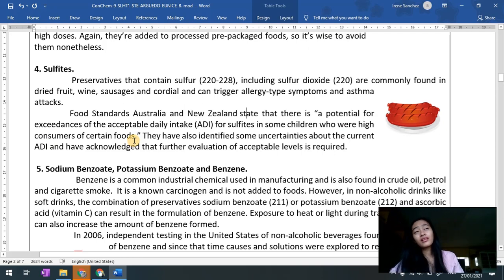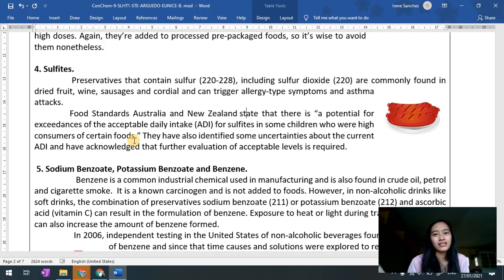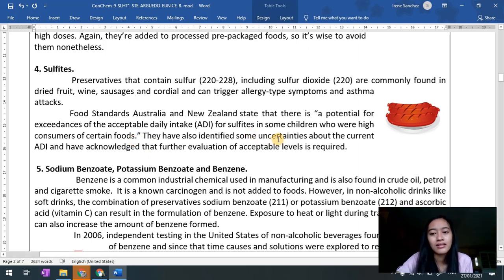So there is this acceptable level of intake and also a potential for exceedance. They have also identified some uncertainties about the current ADI and have acknowledged that further evaluation of acceptable levels is required. So they're still undergoing research on how much can be exceeded. Okay, maybe some of the kids really love to eat these dried fruits.